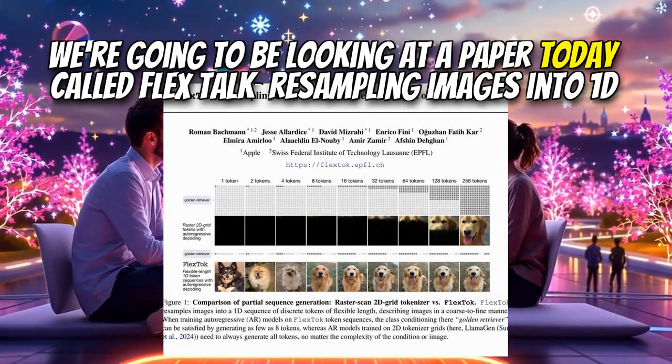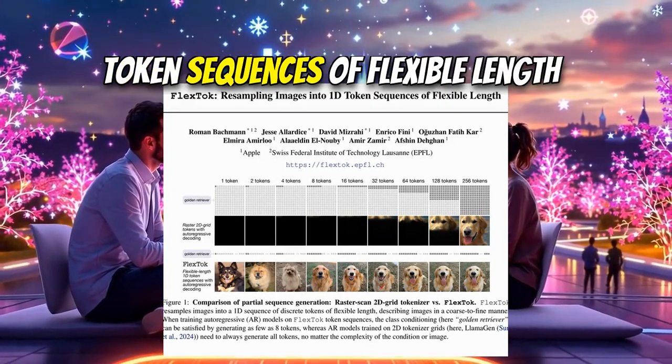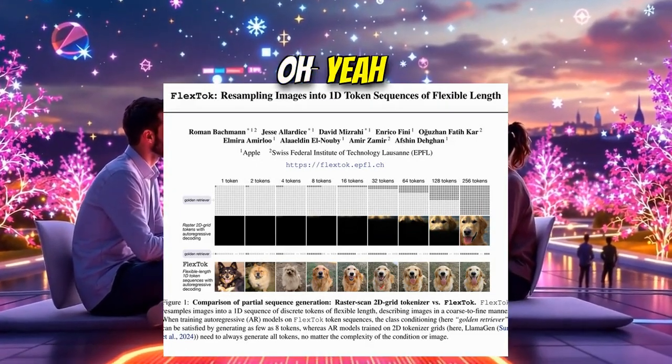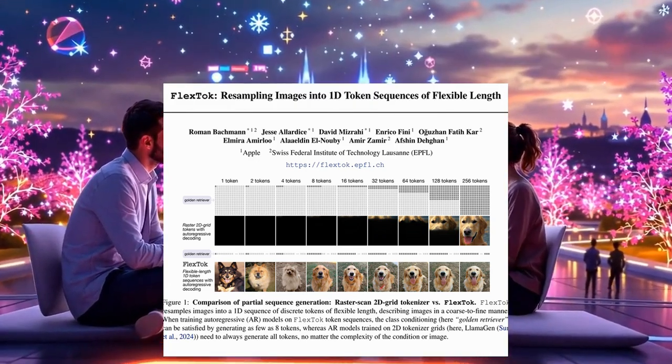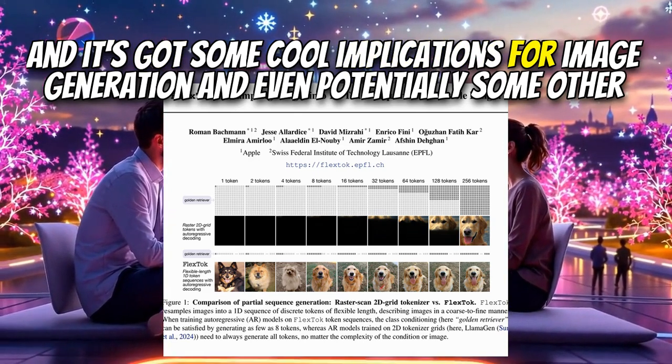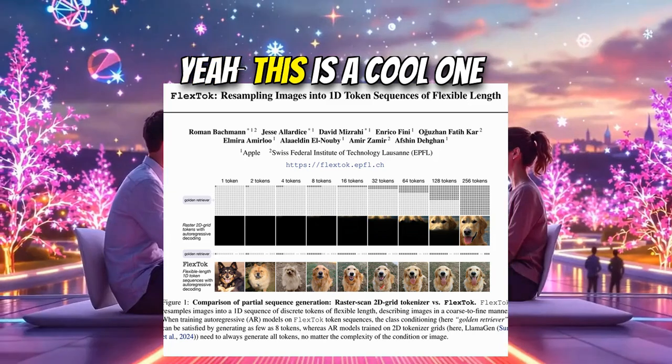We're going to be looking at a paper today called FlexTok, Resampling Images into 1D Token Sequences of Flexible Length. It's basically about a really interesting new image tokenizer, and it's got some cool implications for image generation and even potentially some other visual reasoning tasks. Yeah, this is a cool one.